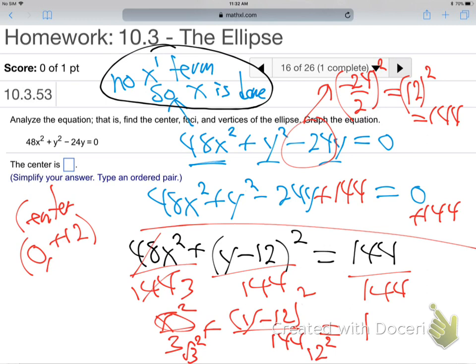Everybody got that copied down? Like that. All the rest is normal from there. All right, let's do what we can.